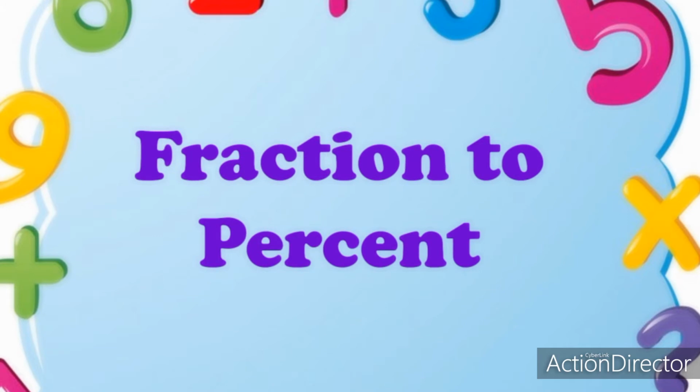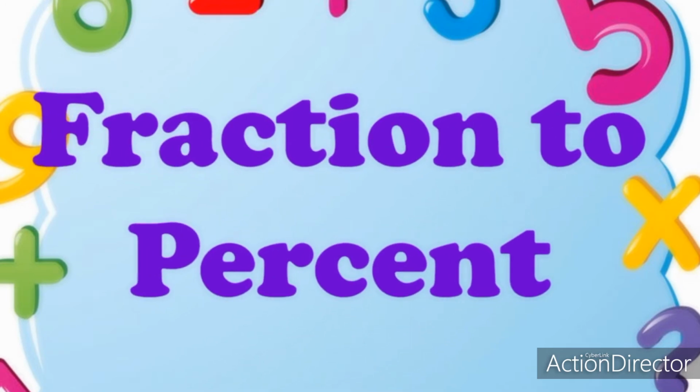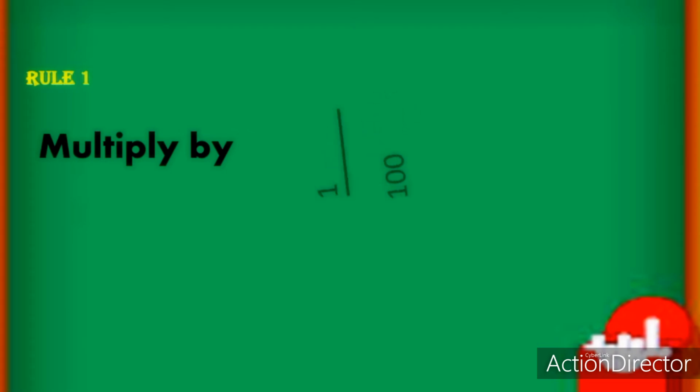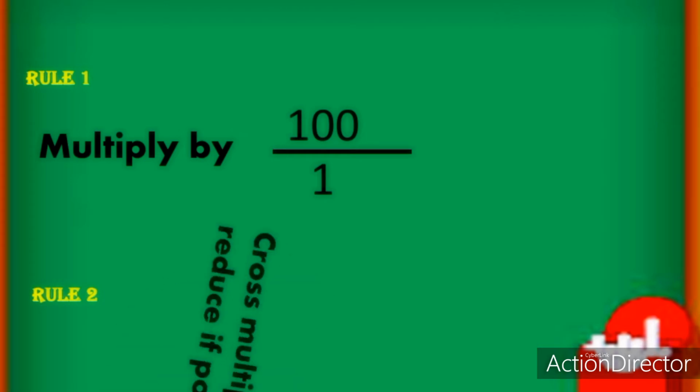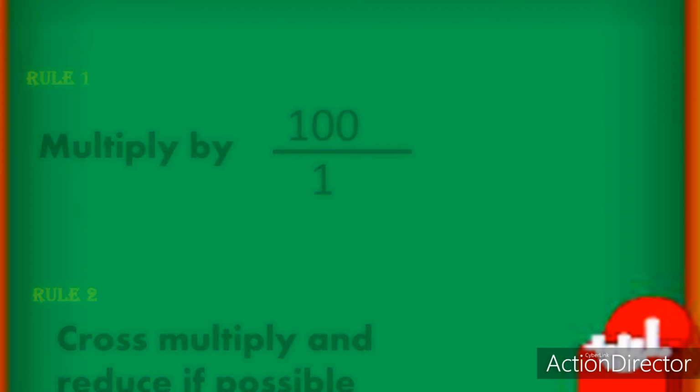Now, let's take a look at how to convert a fraction to a percent. To convert a fraction to a percent, we have two rules which we must follow. Our first rule is to multiply that fraction by 100 over 1. Our second rule would be cross multiply and reduce if possible.